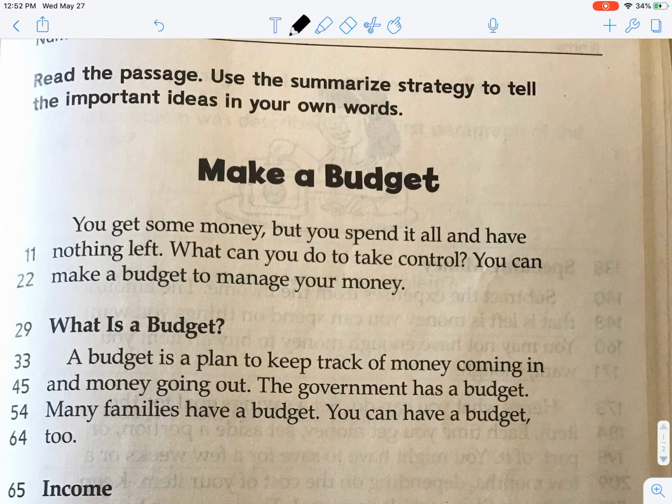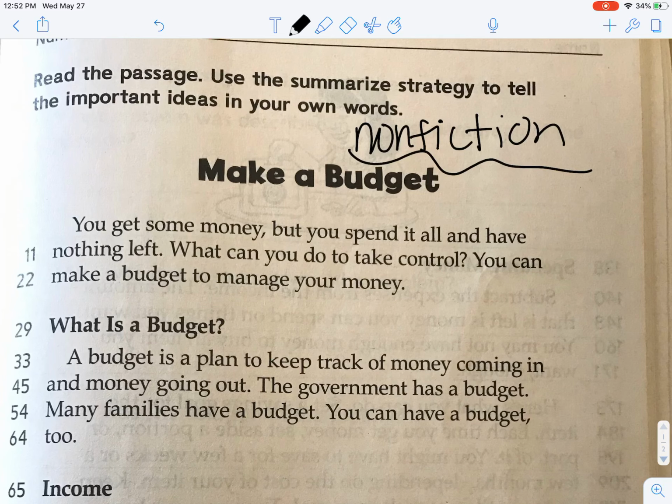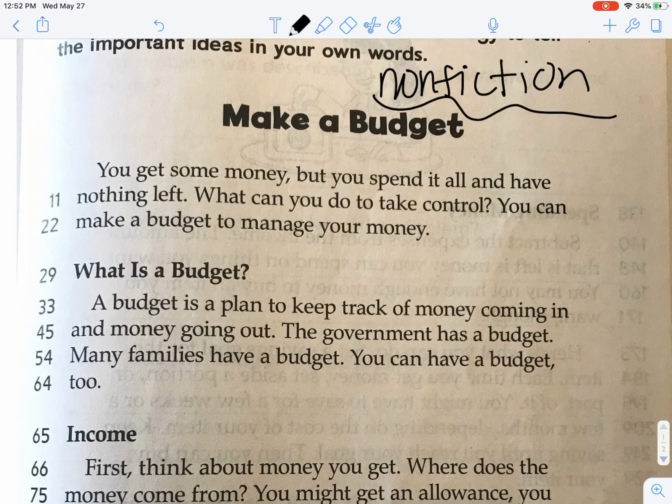Now this is nonfiction. I'm going to write that on top so we remember. So we're going to be learning, it's expository, so we'll be learning about how to make a budget to save money. All right, now you're welcome to read out loud at home, or if you'd like to follow along quietly on the screen or in your book, that is fine as well. Make a budget. Let's read together.